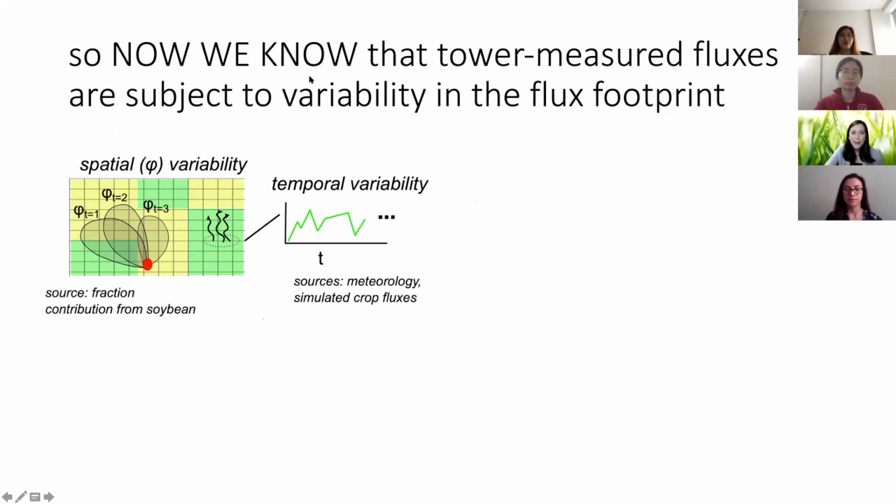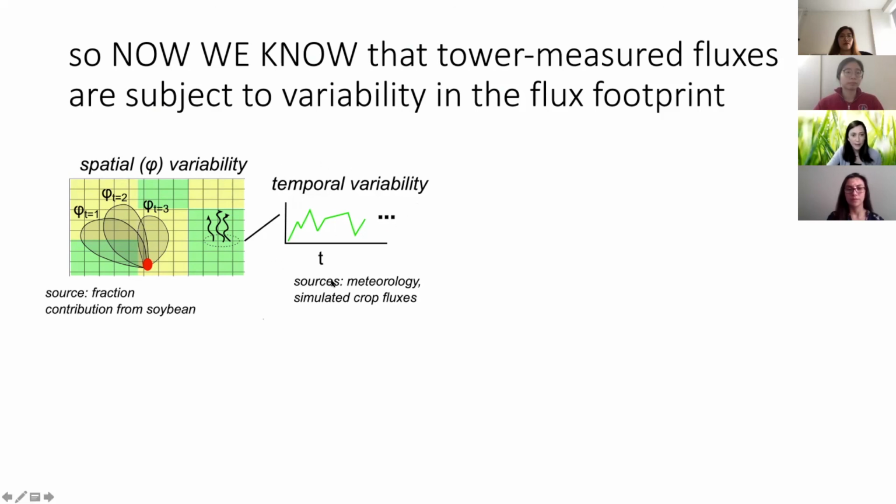Now we know from what Leila introduced a few minutes ago that tower measured fluxes are subject to variability in the flux footprint. The way I'm simply illustrating this here is that we see 2 or 3 different contributing areas at 3 different times. These could be 3 different days or 3 different measurement points, and each of them is observing a different area of the landscape. This is what I'm going to refer to as spatial variability. It's varying in time, but it's a measure of the spatial area that our flux tower is looking at.